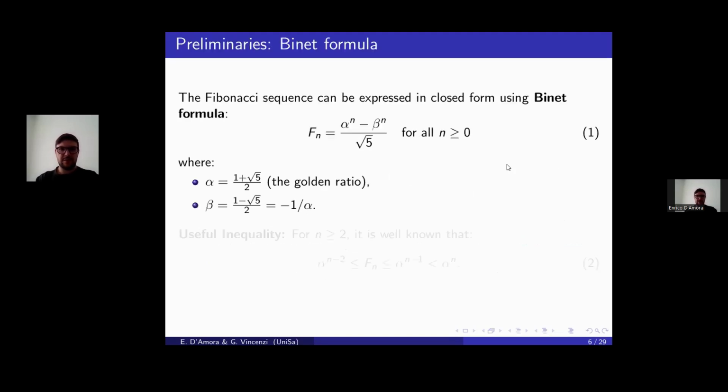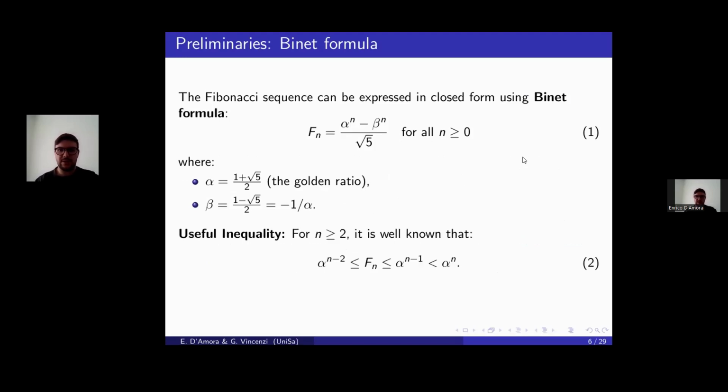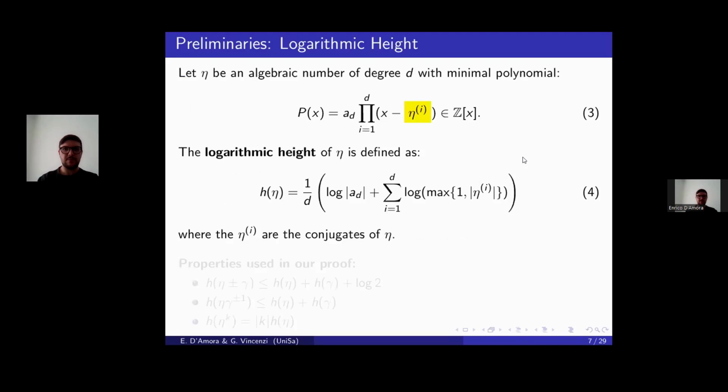Some preliminaries. First, we recall the Binet formula. It is a well-known formula, but just for notation, I recall it here. In fact, we will use alpha for the golden ratio and beta for the other solution of the characteristic polynomial. Then we show a useful inequality in which F_n lies between two consecutive powers of the golden ratio.